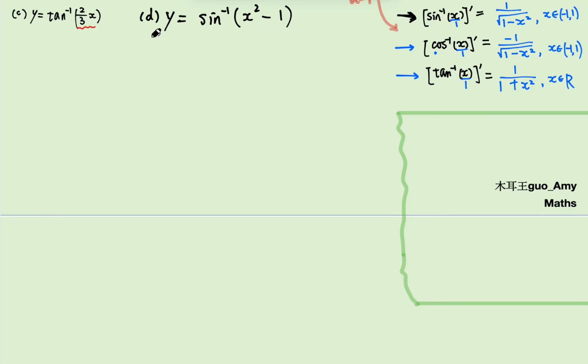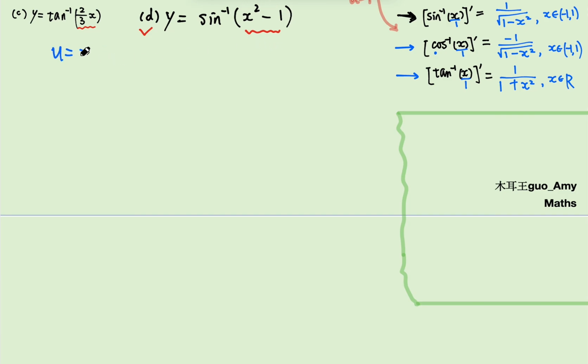Finally, let's look at part D. y equals inverse sine of x squared minus 1. The inner function is x squared minus 1. It's not a linear function, so we can't use a generalized formula to get the derivative. Therefore, we are going to apply the chain rule.